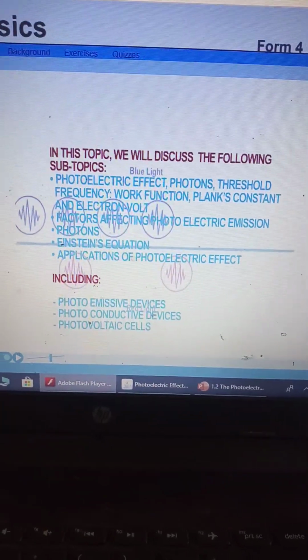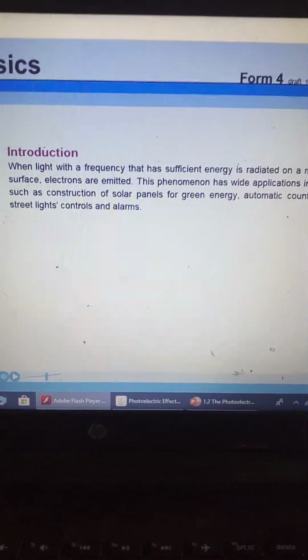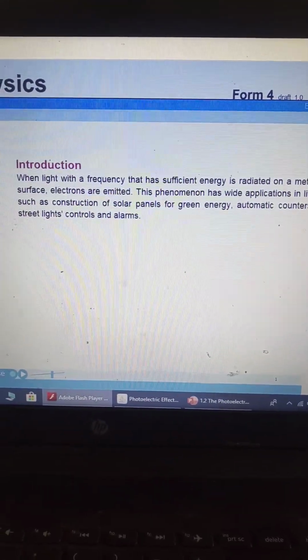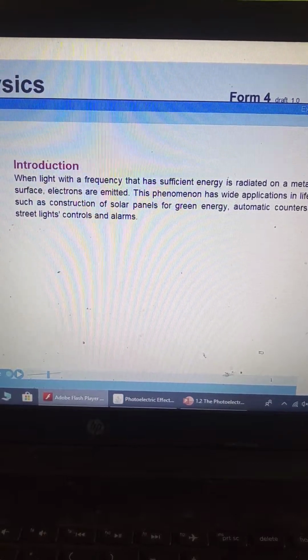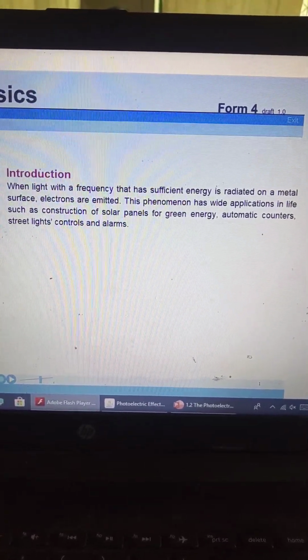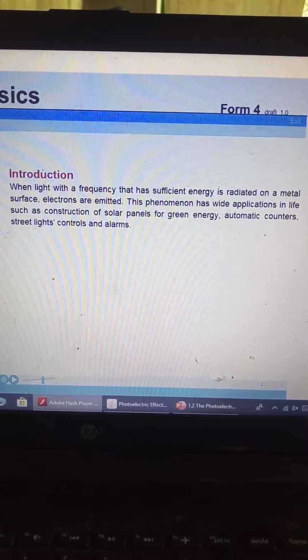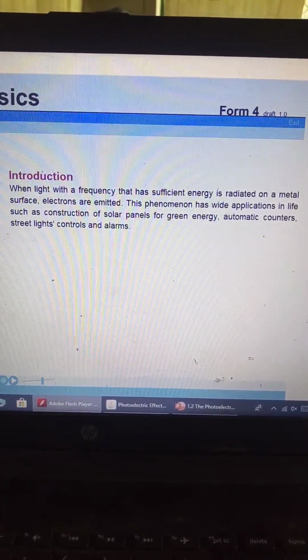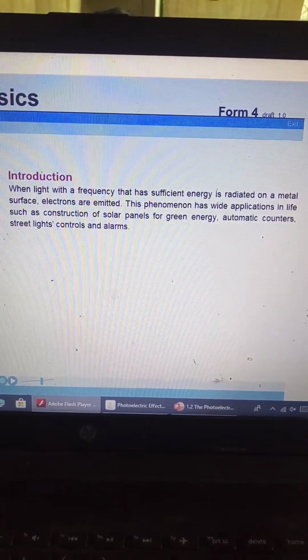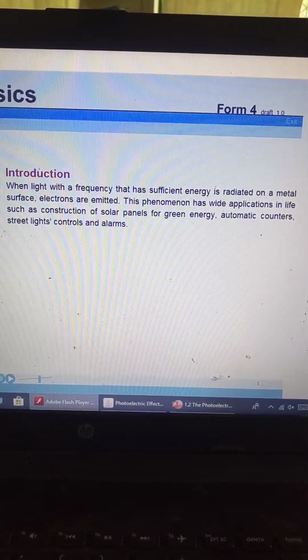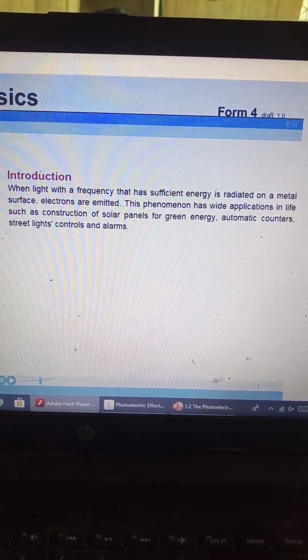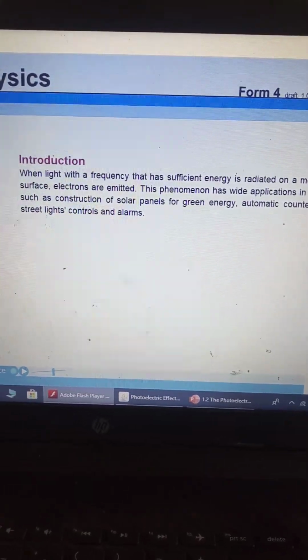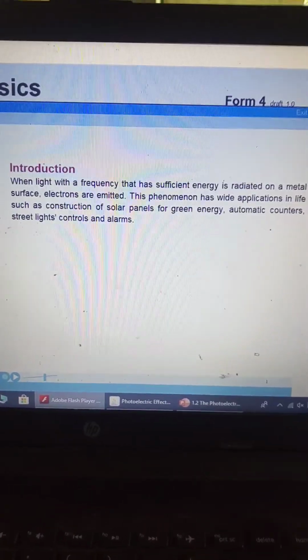Now, an introduction. We say, when light with a frequency that has sufficient energy is radiated on a metal surface, electrons are emitted. This phenomenon has wide applications in life, such as construction of solar panels for green energy, and automatic counters, street controls, and alarms. So, we want to move to what we are talking about.